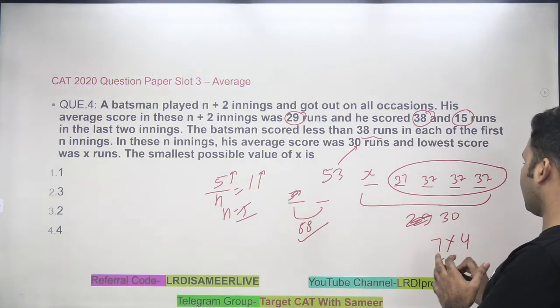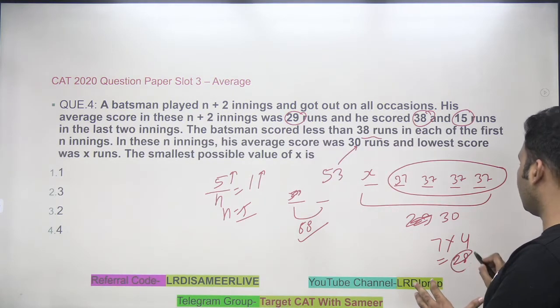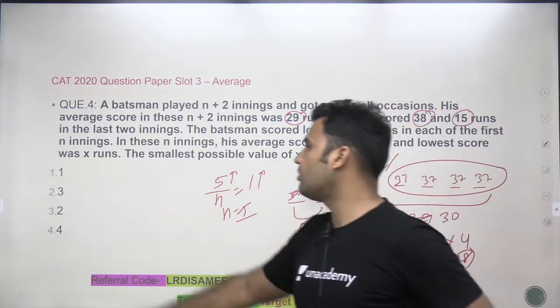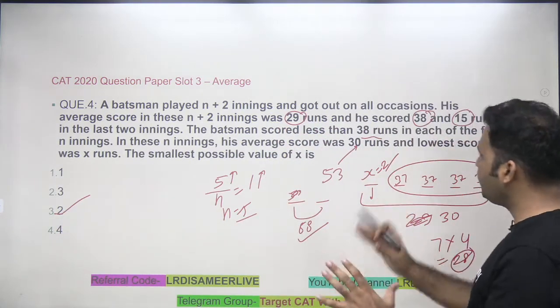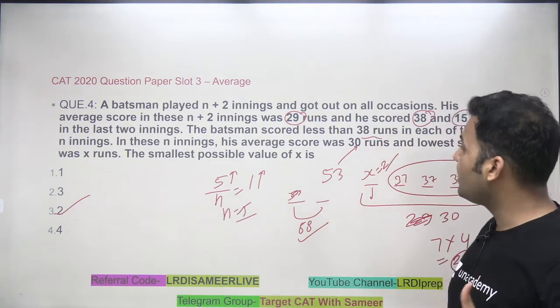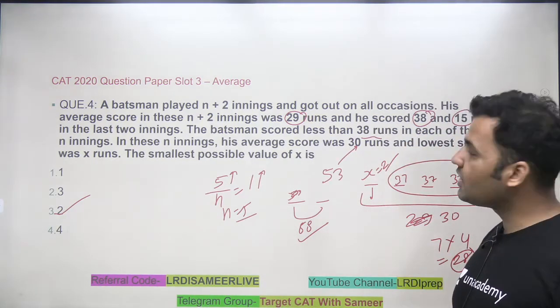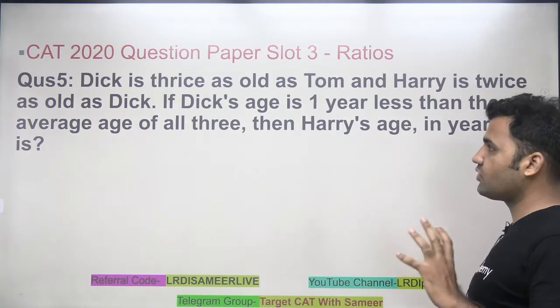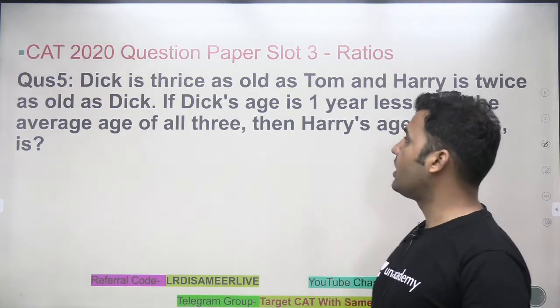7 extra in 4 values, that is 28 extra. So to maintain the average at 30 here, I need x to be 2. That's the minimum possible value of x. This would be the approach of solving the question if you already knew what exactly is the meaning of the word average, not the formula thing, not the equation, right? Just basic concept clarity on average will help you in solving this question very quickly.